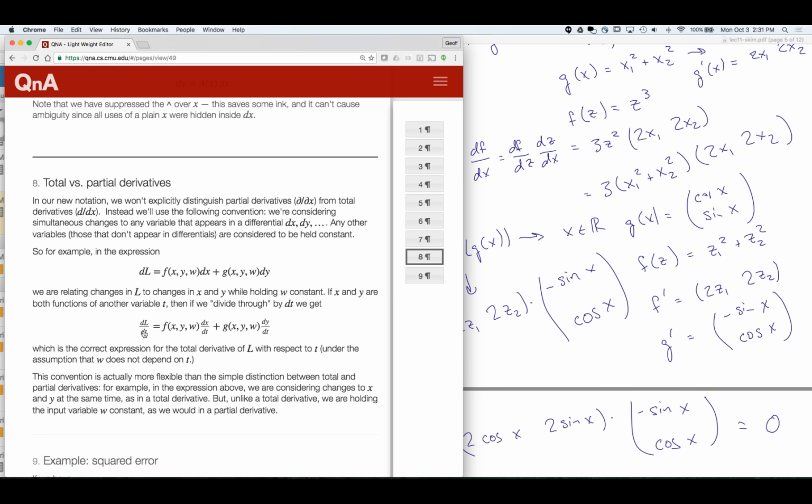And so again, as a mnemonic, we can divide through by dt, where x and y are functions of some other variable t, and we get that dL/dt is f times dx/dt plus g times dy/dt. And that is the correct expression for the derivative of L with respect to t if x and y are allowed to change and w is being held fixed.